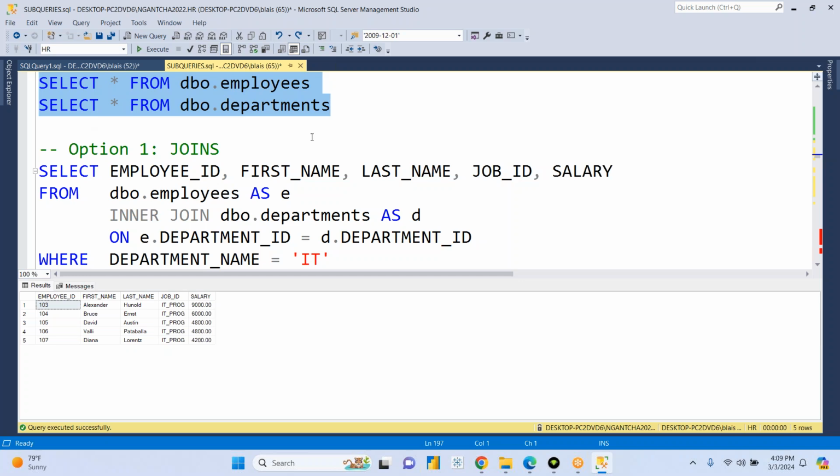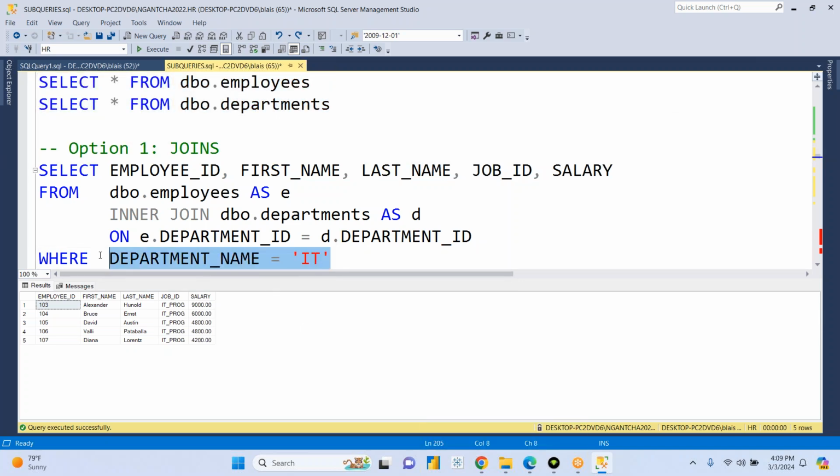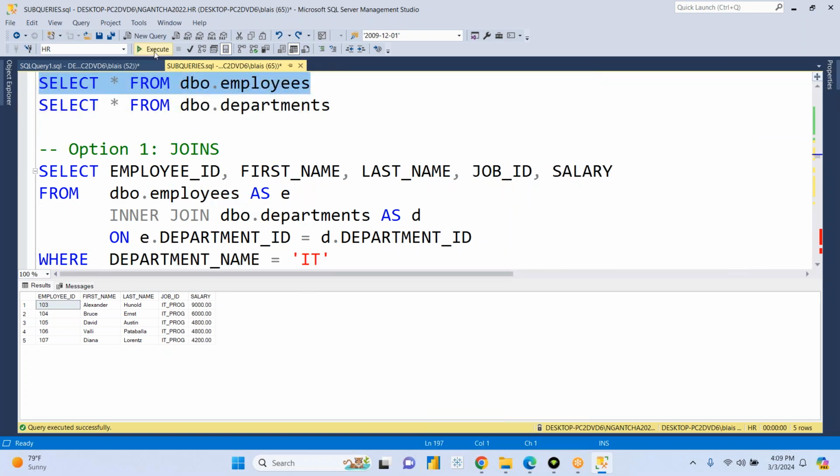I get the two tables, join them together. Why do we need a department table? Because of this condition. You cannot stay on only the employees table to get this. The employees table only gives you the department ID.